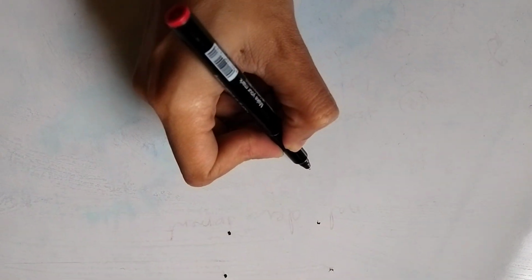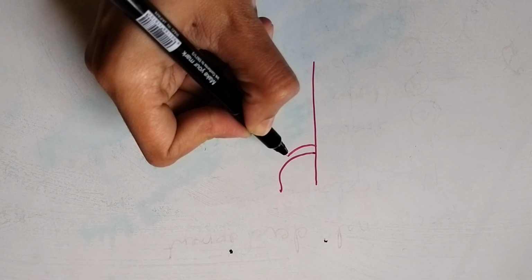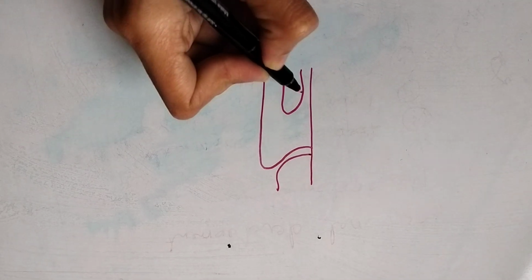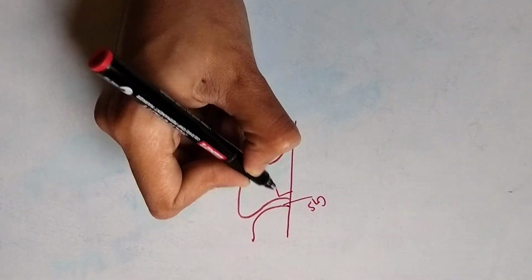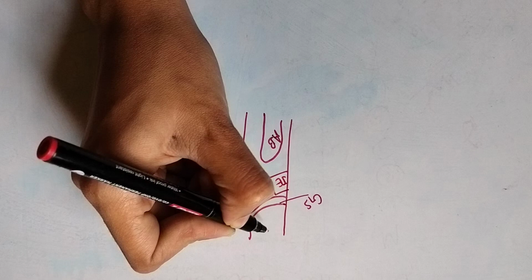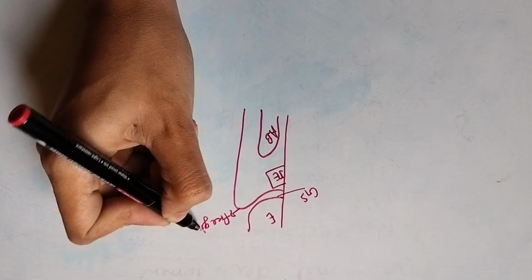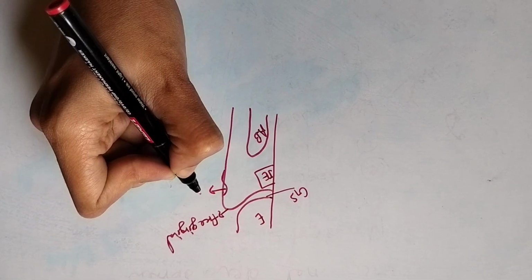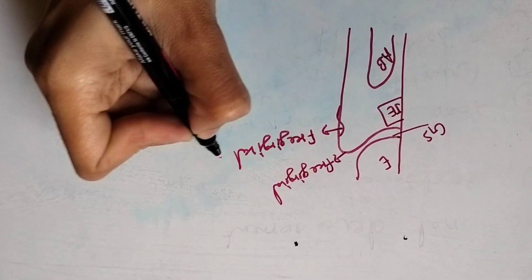Let us quickly revise the anatomy of this gingiva. This is the tooth surface. Here is the gingival sulcus. Here is the alveolar bone, gingival sulcus, junctional epithelium, enamel of the tooth. Here is the free gingival margin. There is a groove here. This groove is called the free gingival groove.